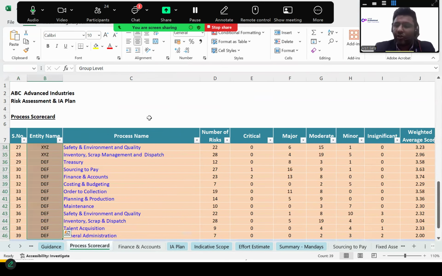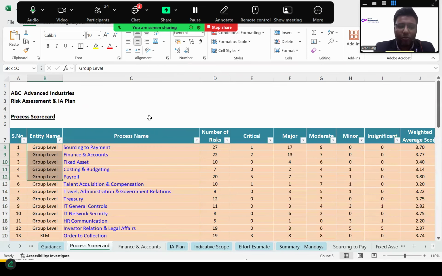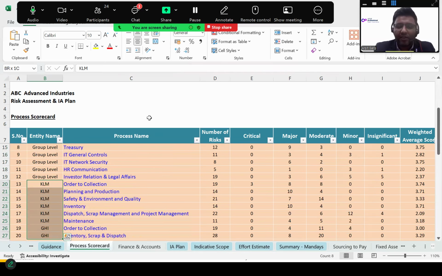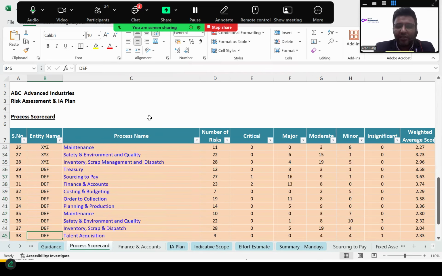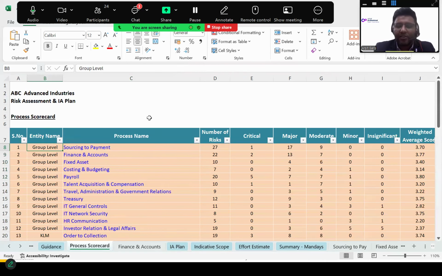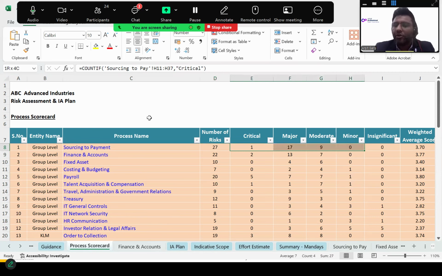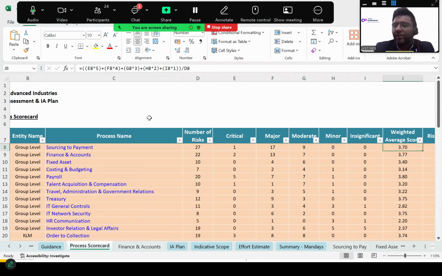For example, there are 40 auditable areas. These are group level things, and then these are, let's say, entity level. There could be multiple entities, so these are entity level things. Based on each group level area or entity level area, we have identified the number of risks, and called out how many critical, major, moderate, minor, and insignificant risks there are. Based on this, we have computed a weighted average score.